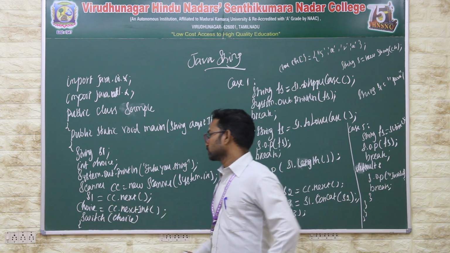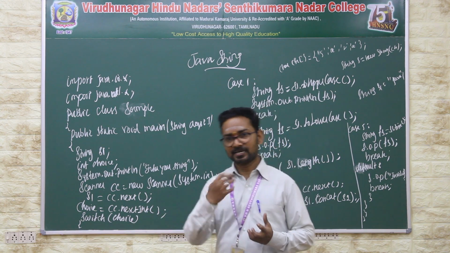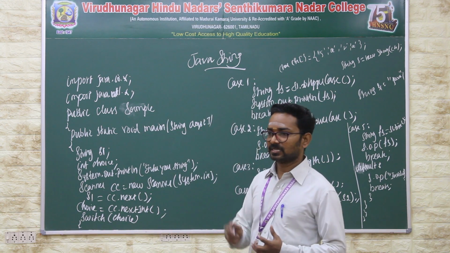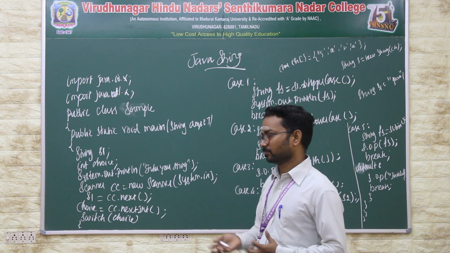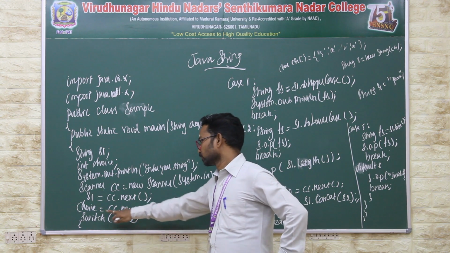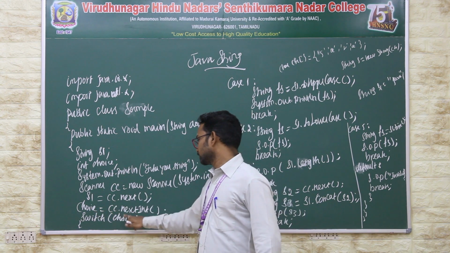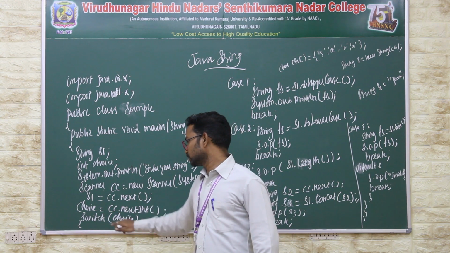Then s1 equal to cc.next. If you are getting an integer input, you use nextInt, which converts it to the integer data type. To get a string input value, you use cc.next directly. Choice is also an integer type variable, that is cc.nextInt. Next, switch choice.